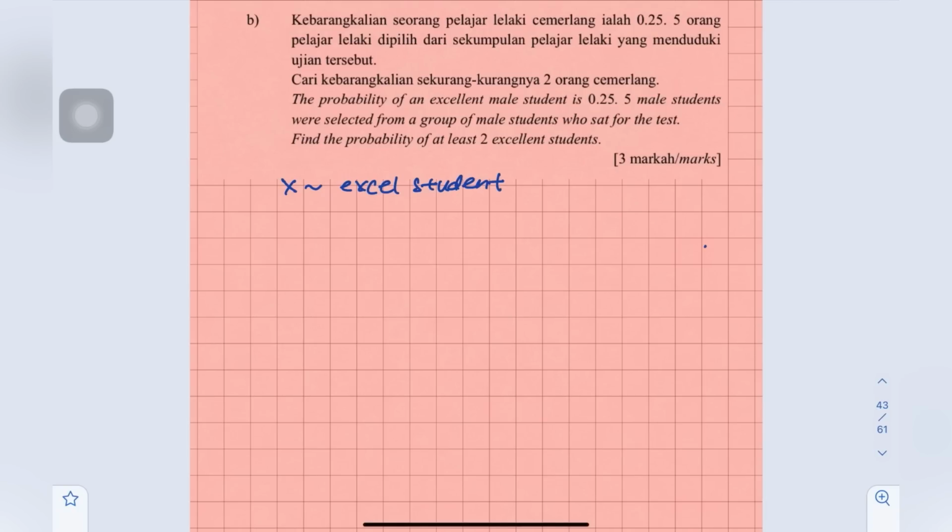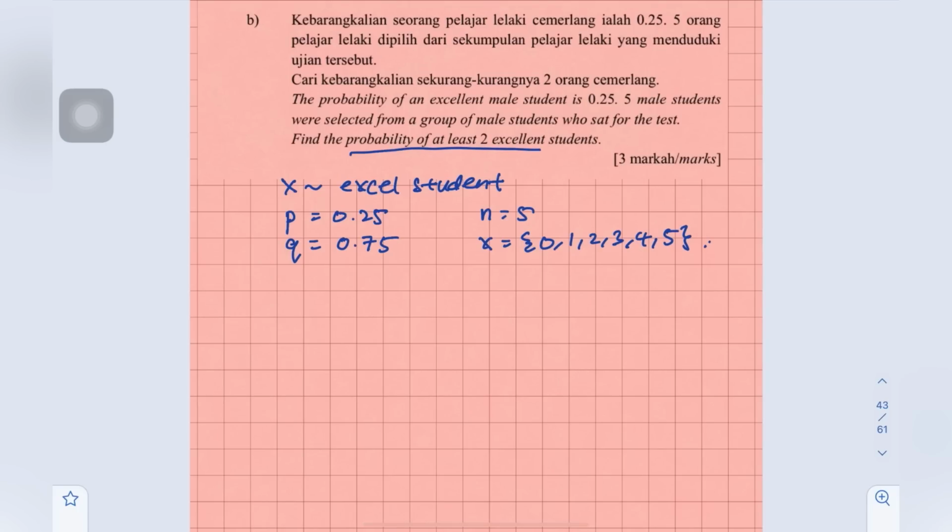So the probability to get an excellent student is 0.25. Probability of failure is 1 minus 0.25, which is 0.75. So now n is 5, x is 0, 1, 2, 3, 4, 5. So we are going to find the probability of at least 2. So P(X ≥ 2), meaning that 2, 3, 4, 5, which is too many.